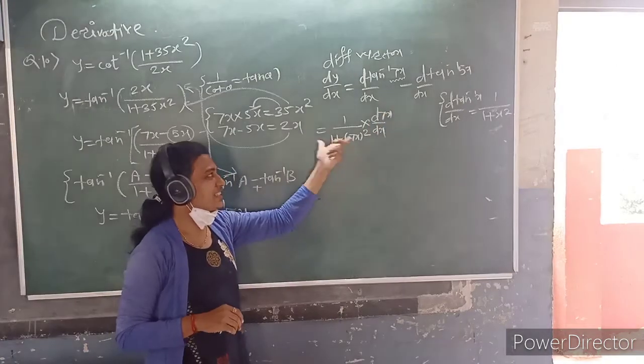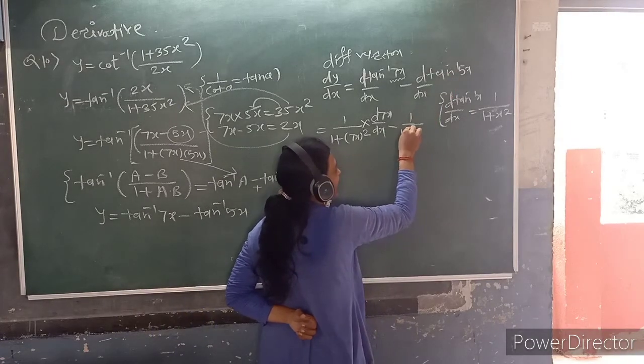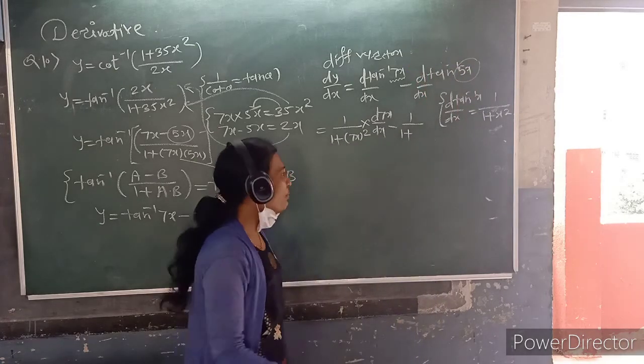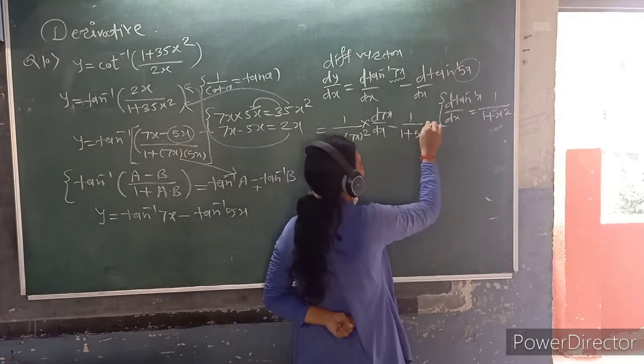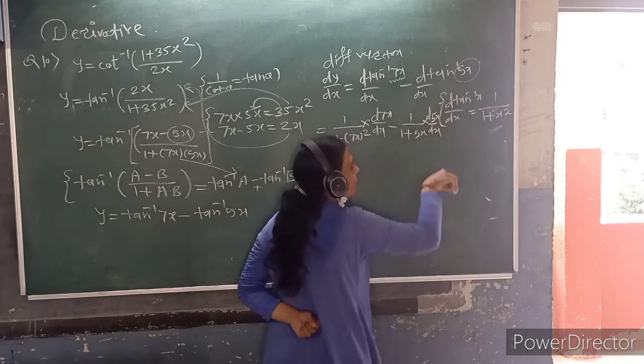And this is known as chain rule. Minus here, 1 upon 1 plus again x square. But here again value of x is 5x. So, we must take that derivative in product form. So, we take here multiply by derivative of 5x.